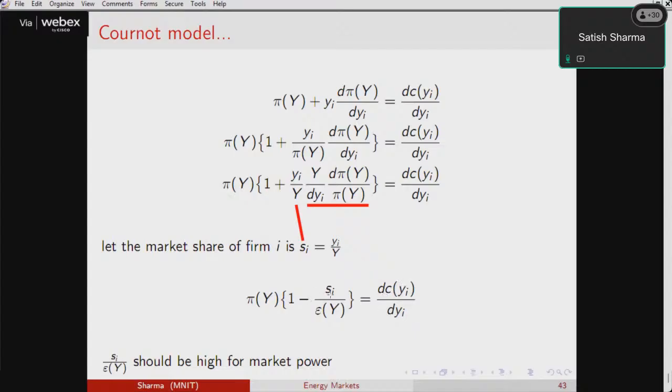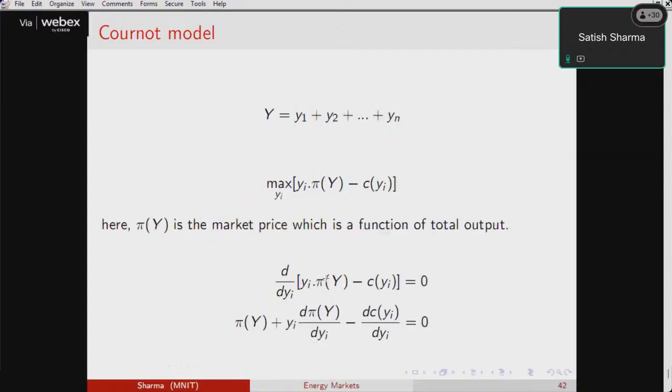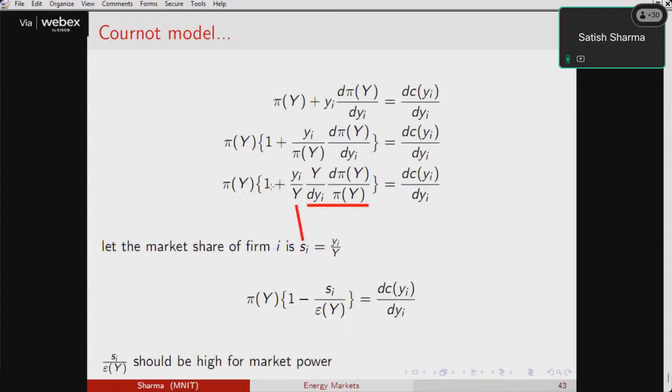If Si is very small, let's say we are talking about a perfectly competitive market. In a perfectly competitive market, we have assumed that there will be a very large number of players. So if there is a very large number of players, this n will go up to infinity, and in that case the capital Y will be very large compared to the individual y, Y1, Y2 for those individual values. The total Y, the total supply, will be very high. So in that case, we can assume that this Si will be very small or negligible.